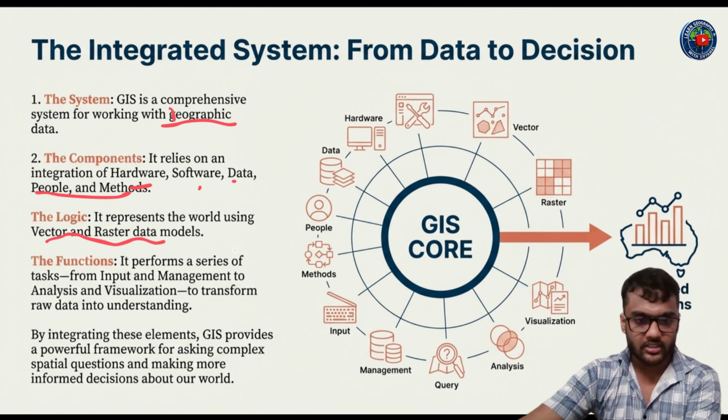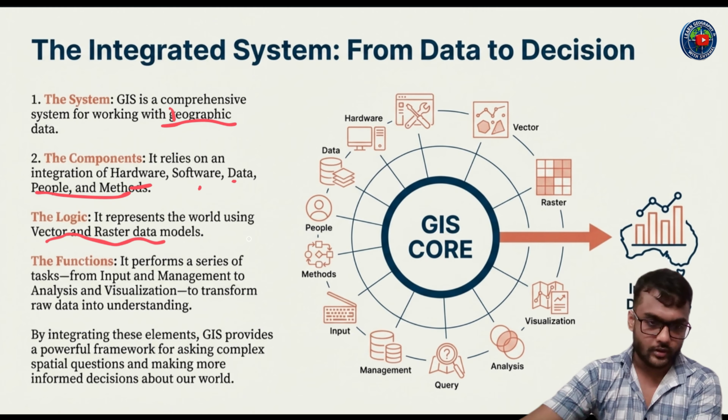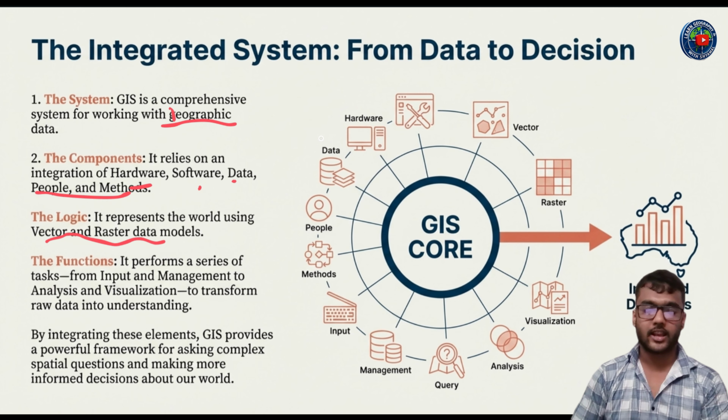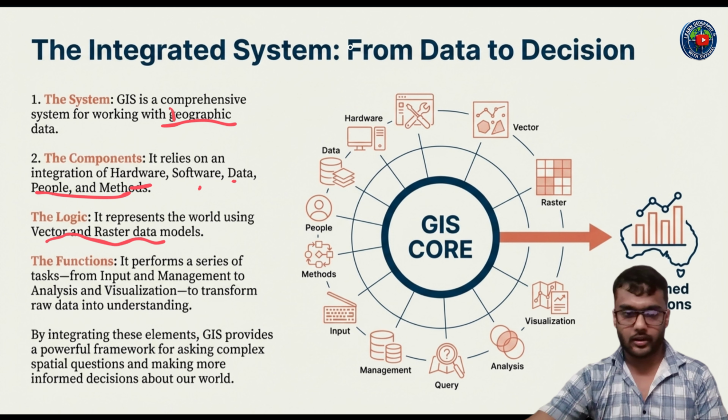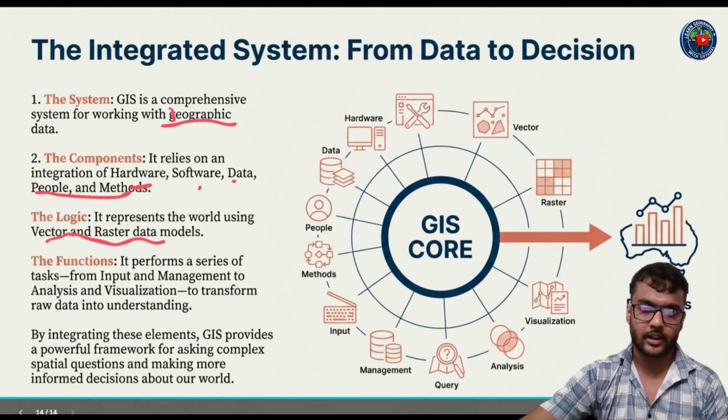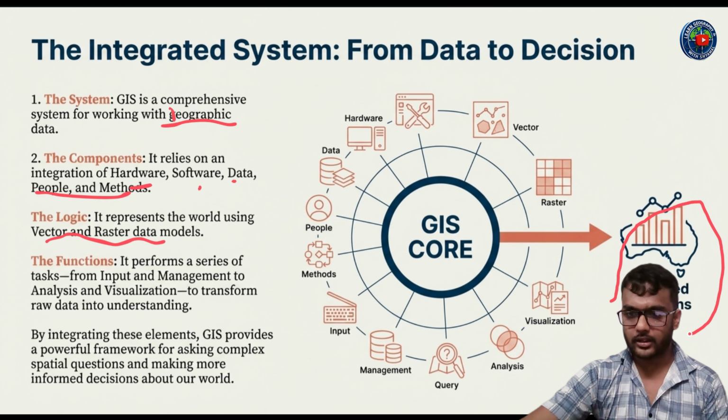Okay, it performs a series of tasks from input and management to analysis and visualization to transform raw data into understanding. By integrating these elements, GIS provides a powerful framework for asking complex spatial questions and making more informed decisions about our world. Okay, this is a basic diagram, GIS core. After using hardware, vector, raster, visualization, analysis, query, management, input, methods, people, data, we get the informed decisions, that means GIS outputs.